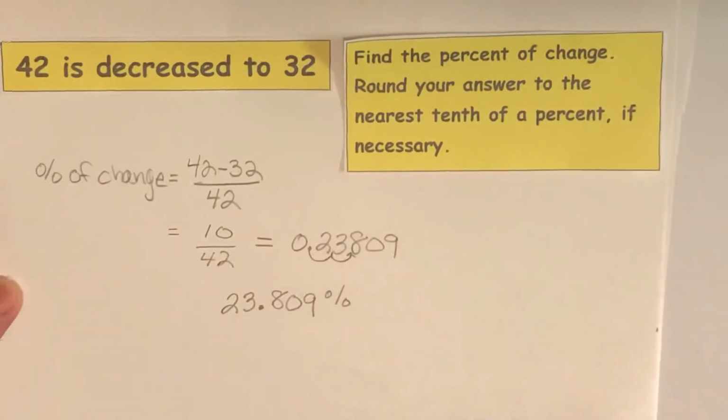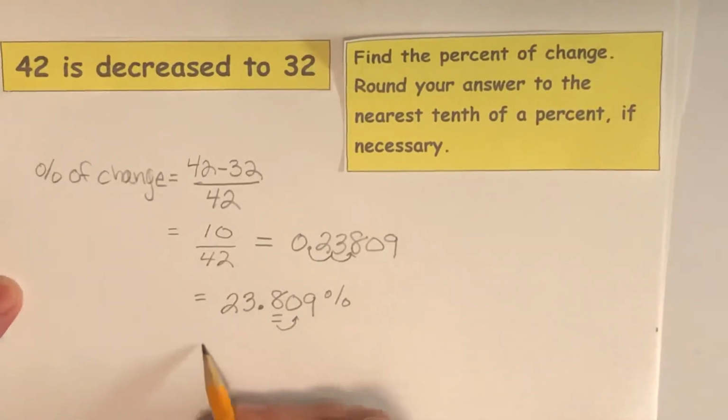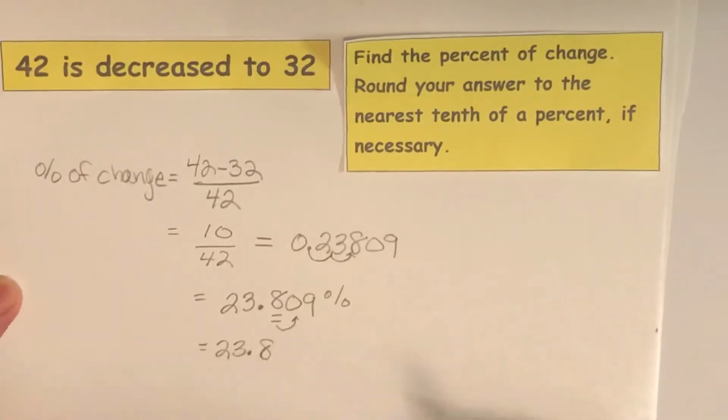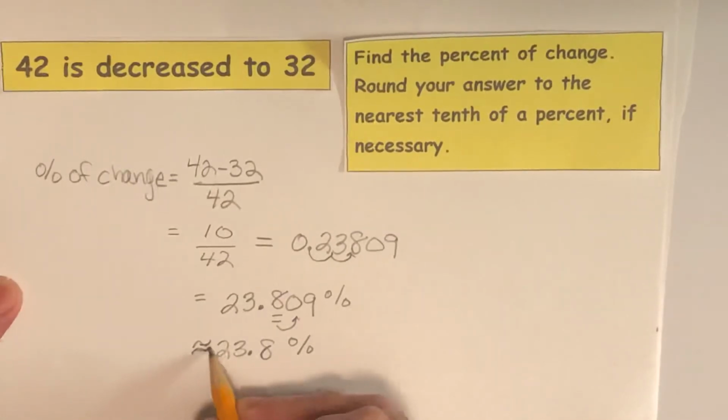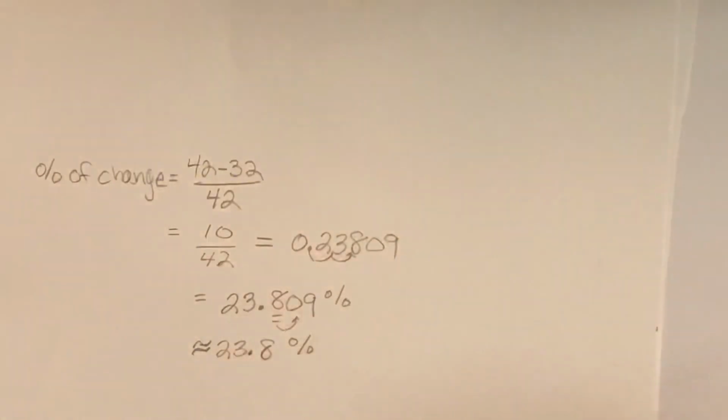So it's going to give me 23.809%. And I'm going to round that to the nearest tenth. If I look to the right of the tenths place, it's a 0, so I'm going to drop everything past that 8. That's going to give me 23.8%, or approximately 23.8% rate of change, or percent of change. Okay, let's take a look at another example.